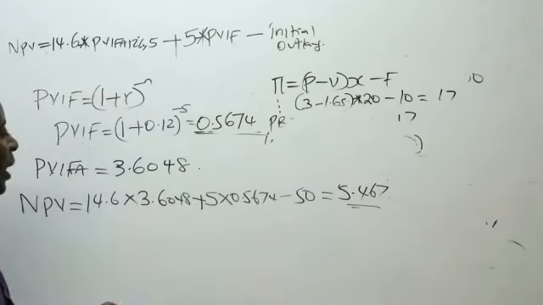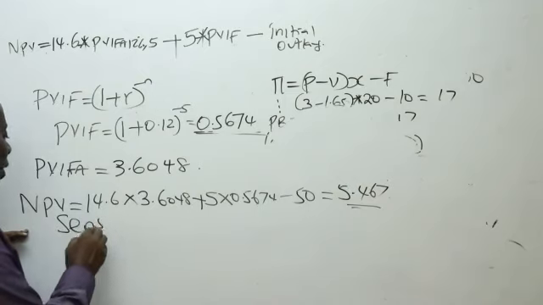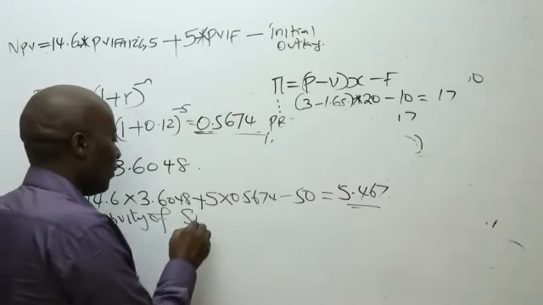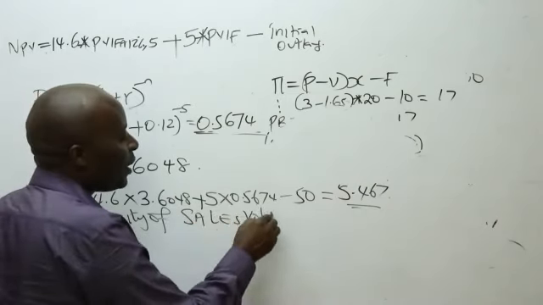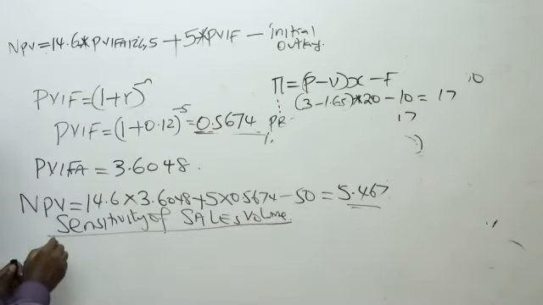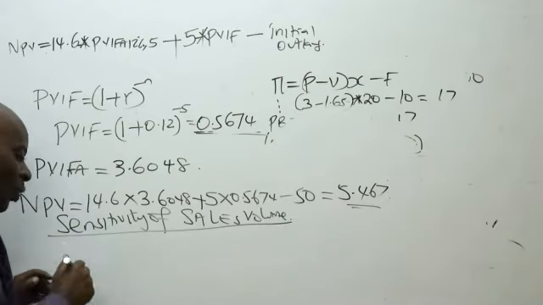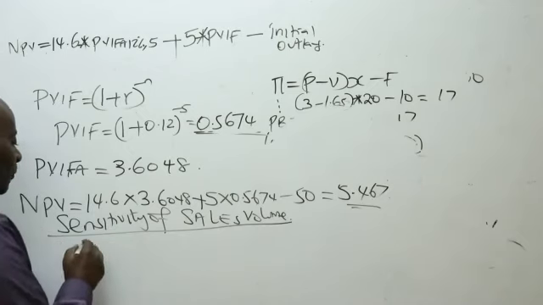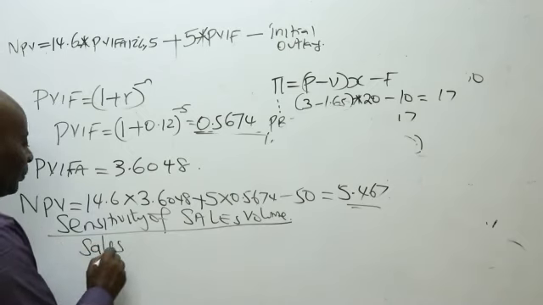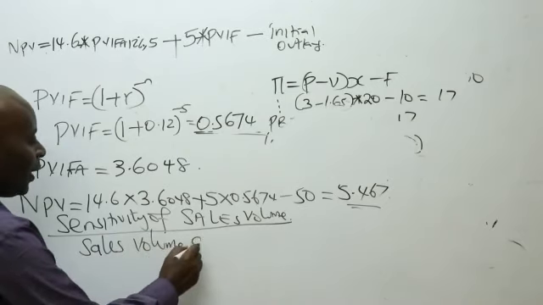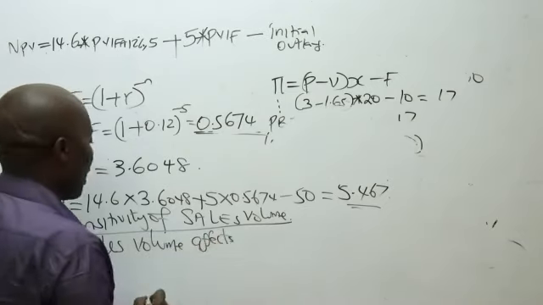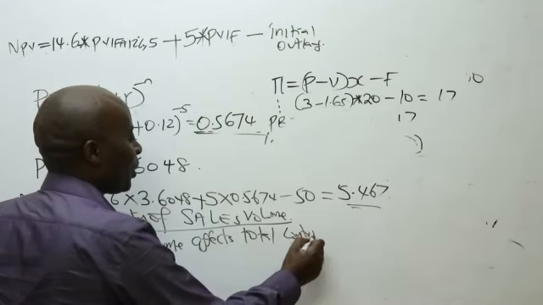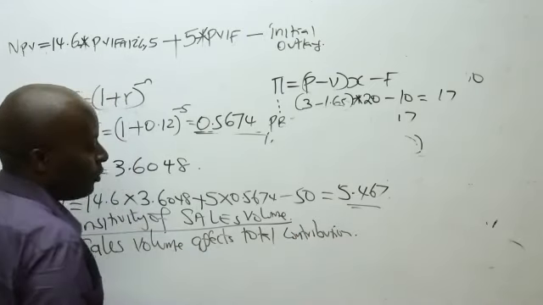Now, ladies and gentlemen, come and give us the sensitivity of sales volume. Very easy. For sales volume, the most important thing is to remember: ultimately, in the profit equation, what does it affect? It affects total contribution. Sales volume affects total contribution.